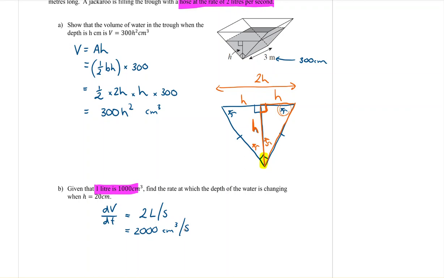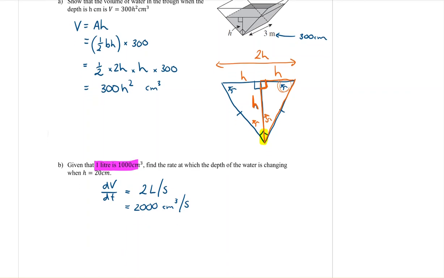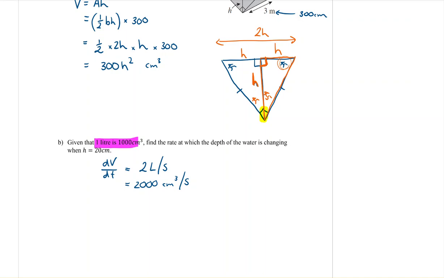Okay? I also am told in the question, find the rate at which the depth of the water is changing. That means, what am I trying to find there? The rate at which the depth of the water is changing. What's the depth? What letter? So that's the dH over dt. So the rate at which the depth is changing when h is equal to 20.